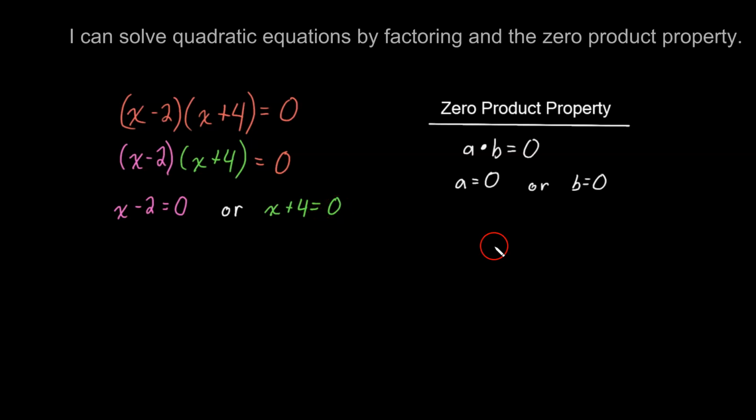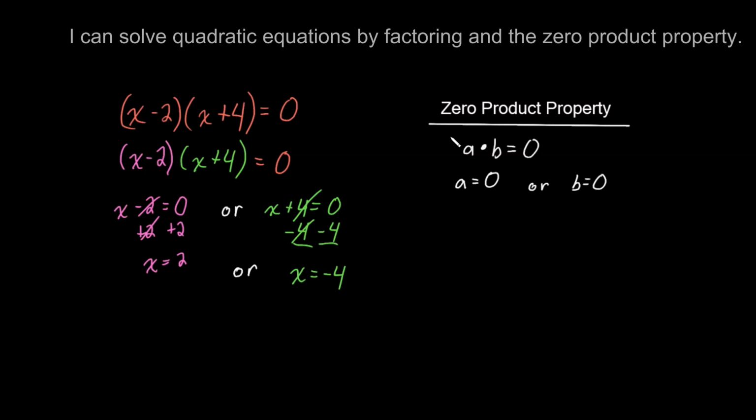And now both of these are just one-step equations, so we can solve for x in both situations by, well, we add 2 and add 2, which would give us x is equal to 2, and then we'd subtract 4 over here and subtract 4 to solve for x in this equation. So that would give us x is equal to negative 4. So that would give us x is equal to 2 or x is equal to negative 4, and that would be the solution to this problem right here by applying the zero product property.